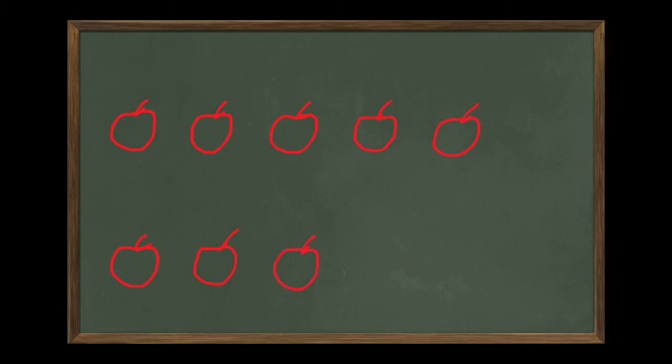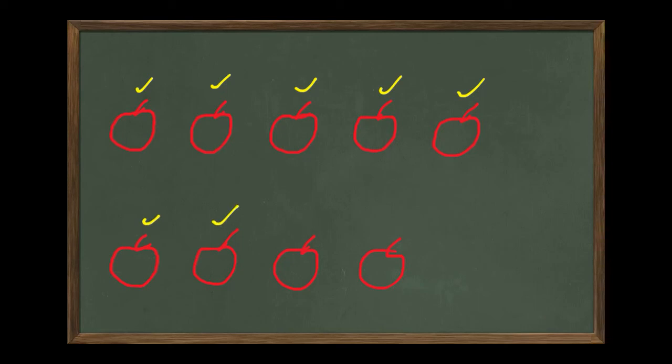How many apples is that now? 1, 2, 3, 4, 5, 6, 7, 8. Okay. One more right there. How many apples is that? Here, let's count. 1, 2, 3, 4, 5, 6, 7, 8, 9.